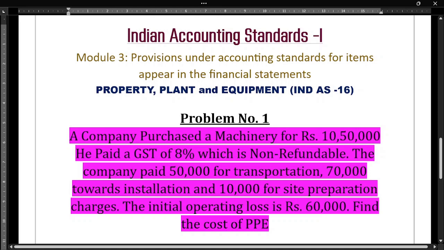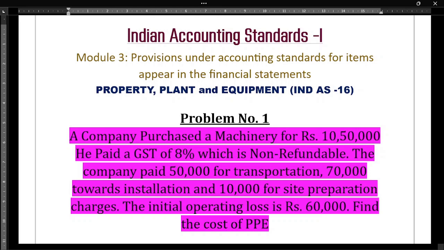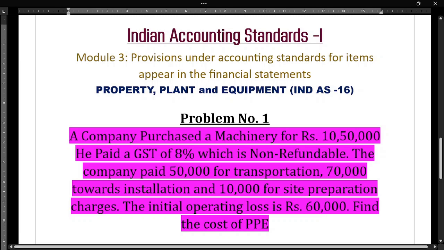In this particular video, we'll be solving a problem on PPE, that is IND AS 16. So the question is on the screen. Please take a screenshot of the question or at least pause the video and write down the question.